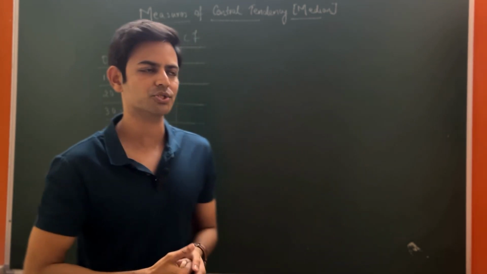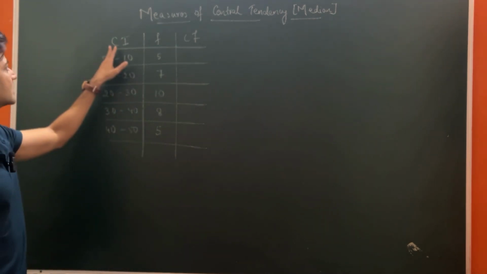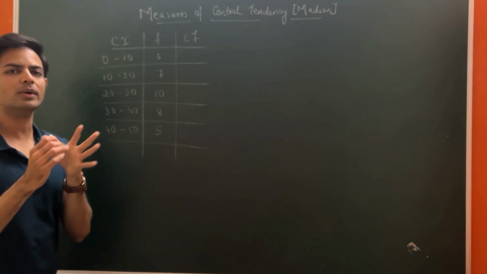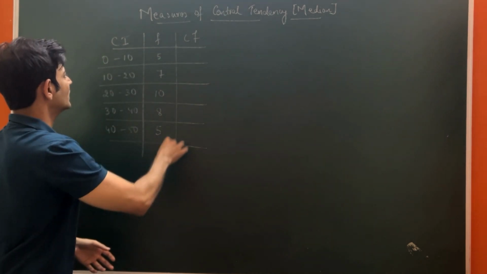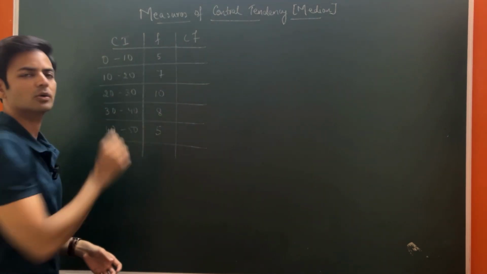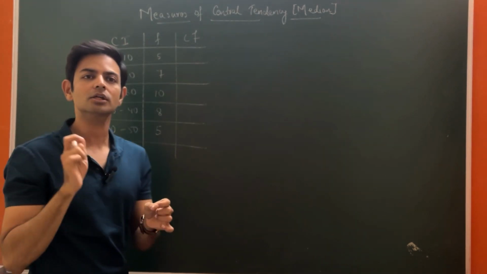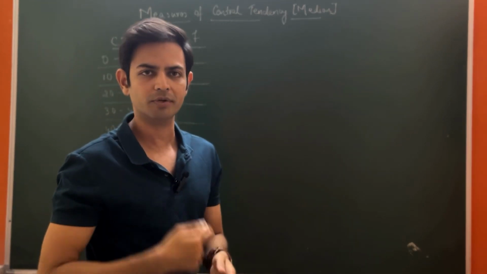So let's start with the question. First we have class interval and frequency. In any question, this part will be given to you, that is the class interval and the frequency. We first have to find the cumulative frequency. Now, how do we do that?